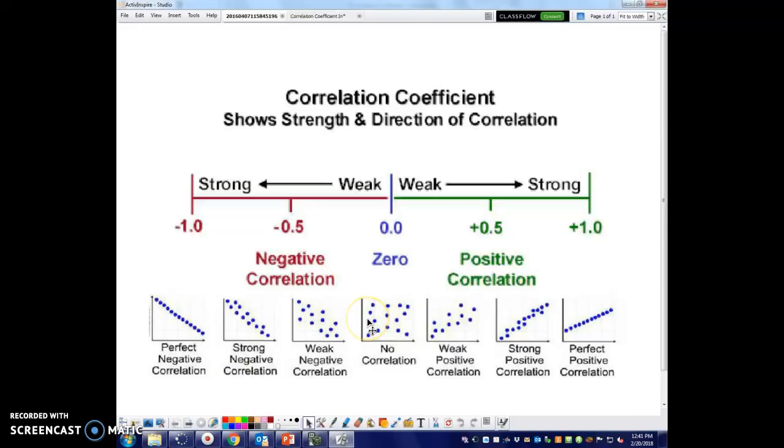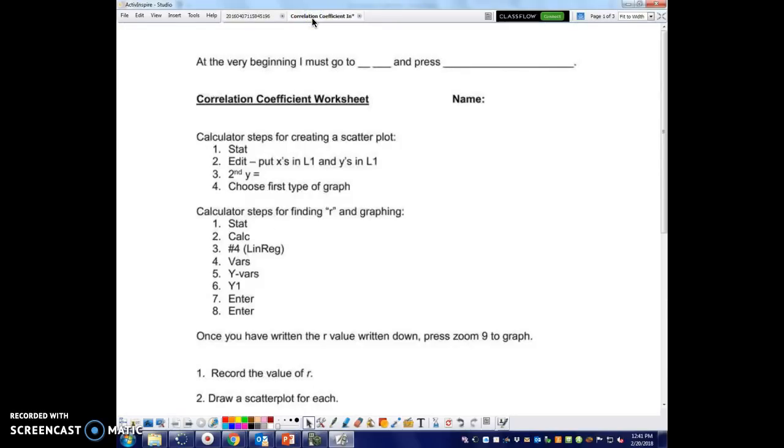No correlation is 0.0. Weak here, 0.3, 0.4. Strong would be 0.8, 0.9. Perfect would be 1. Okay, so that's what we're looking at. You may have to come back to this page to look at this. Okay, so these are the instructions for what you're doing today.